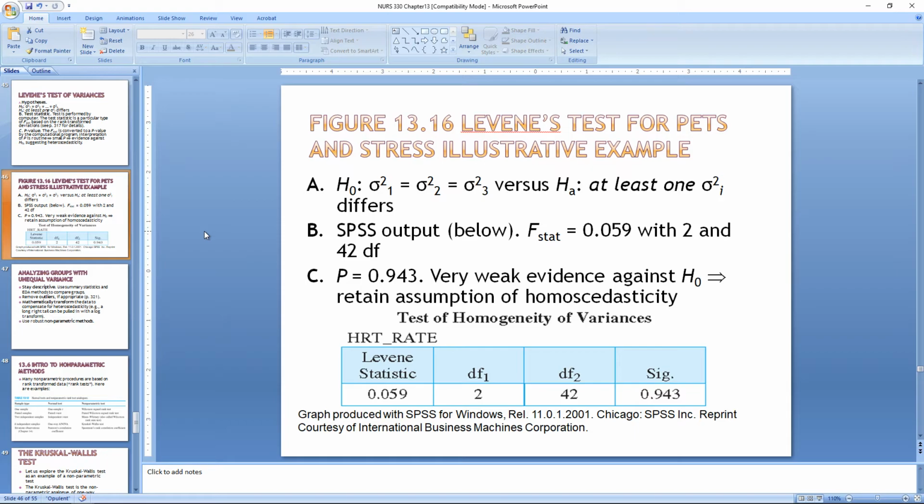So figure 13.16, Levene's test for pets in the stress illustrated example. We state our null hypothesis and alternative hypothesis, where at least one standard deviation or sigma differs. Here's the SPSS output below. Here we have an F-stat equal to 0.059 with 2 and 42 degrees of freedom respectively. And our p equals 0.943, which is very weak evidence against the null hypothesis, so we retain the assumption of homoscedasticity.